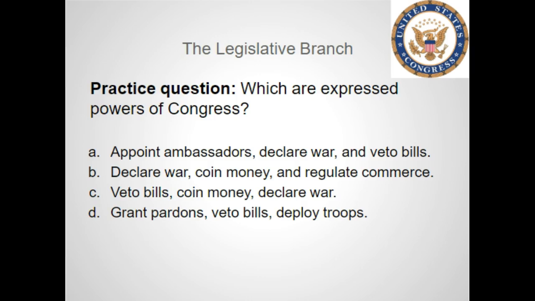3, 2, 1. Here you go. That's right. Declare war, coin money, and regulate commerce. Those are express powers of Congress. So it means it's in the Constitution. It says they can do those things.